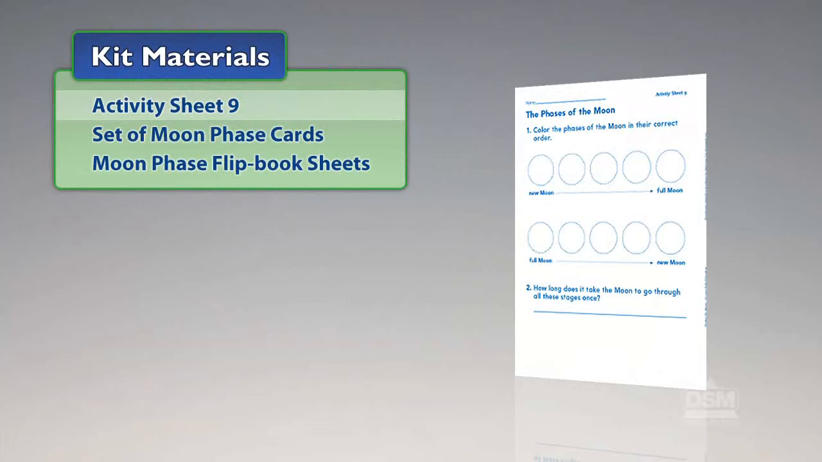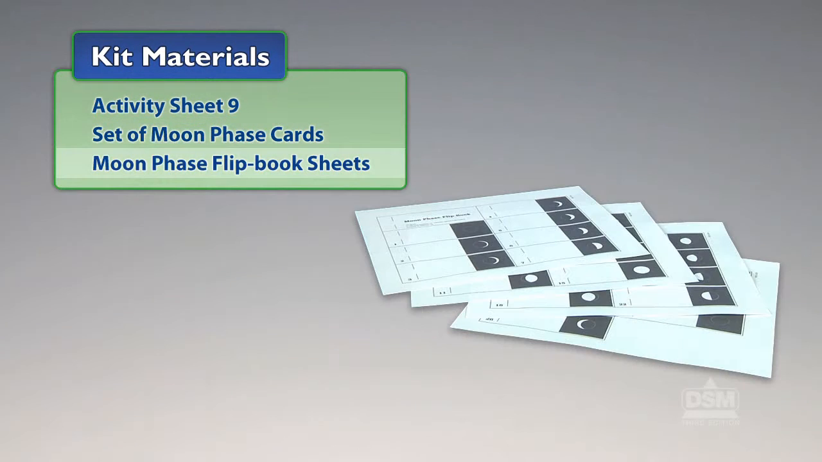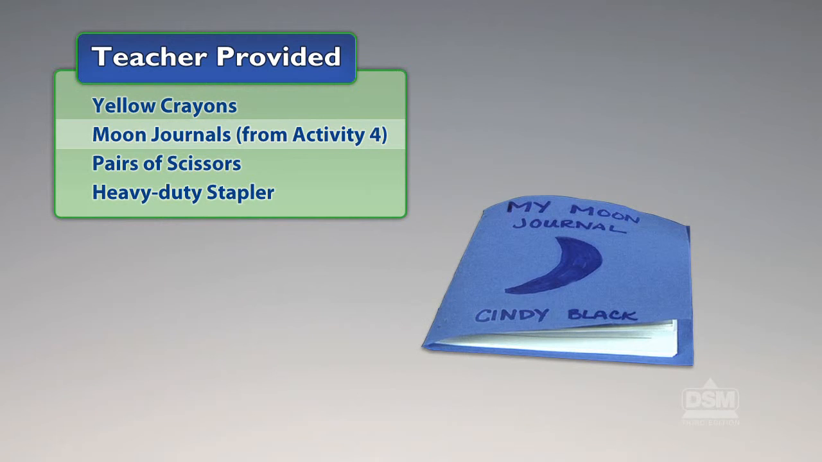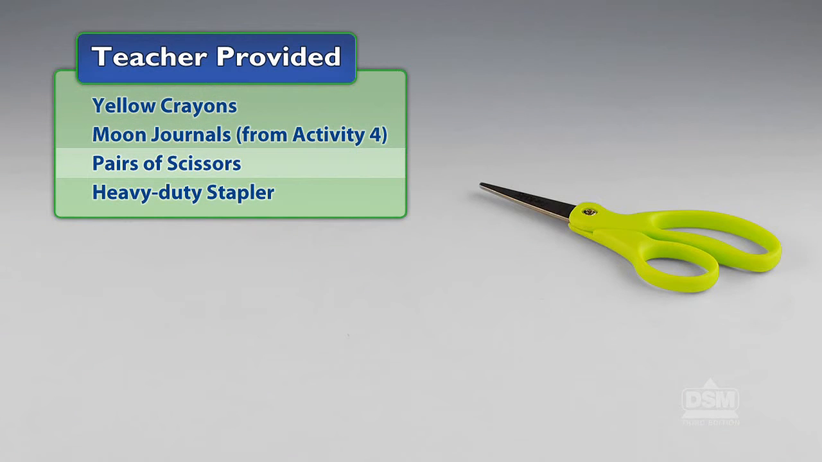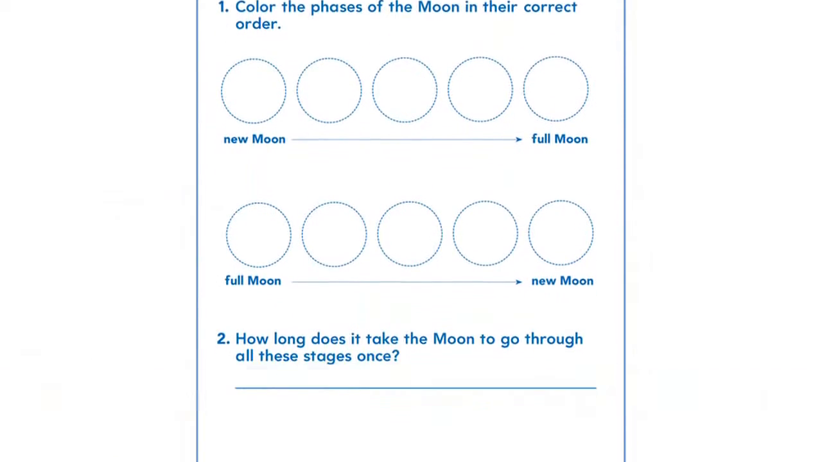You will need the following materials from the kit: Activity Sheet 9, set of moon phase cards, and the moon phase flipbook sheets. You will also need to provide yellow crayons, moon journals from Activity 4, pairs of scissors, and a heavy-duty stapler. To prepare for Session 1, make a copy of Activity Sheet 9 for each student. Begin this activity after completing Session 3 of Activity 4.